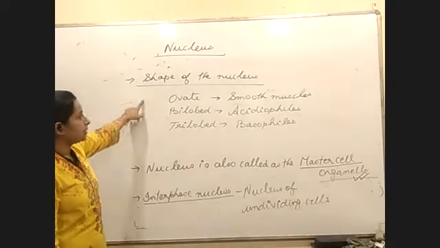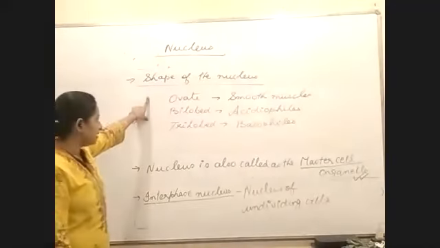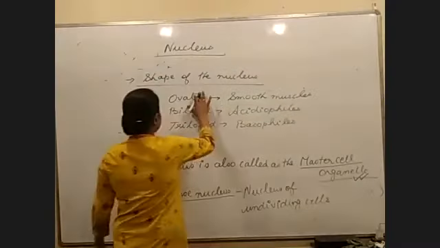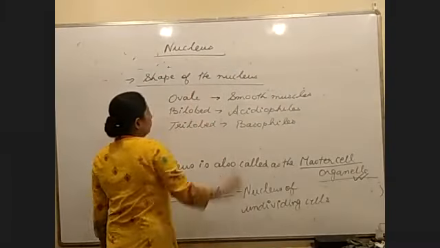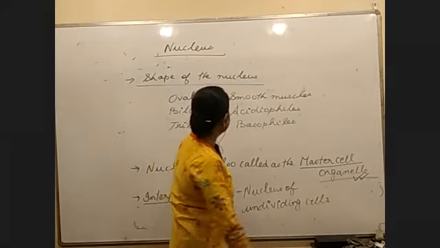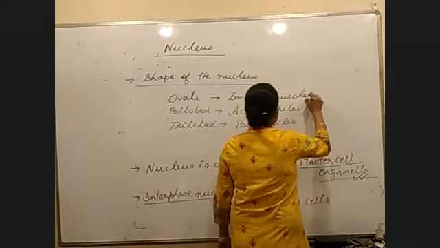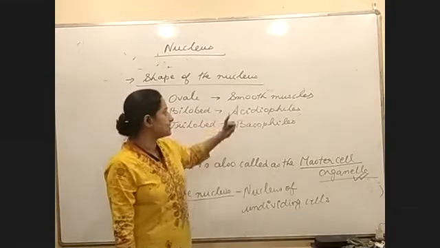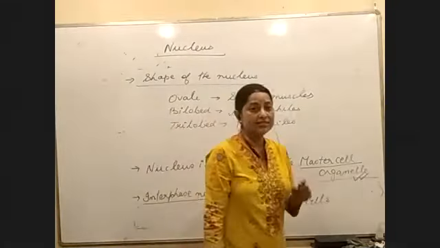Next one is about the shape of the nucleus. If we talk about the shape, it would be ovate or oval. Write oval. Oval in case of smooth muscles, bilobed in case of acidophils, and trilobed in case of basophils. Okay, smooth muscles we understand. What is acidophils?